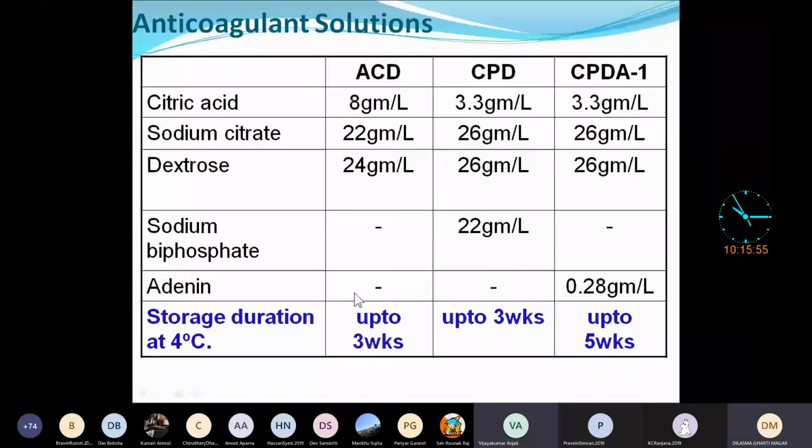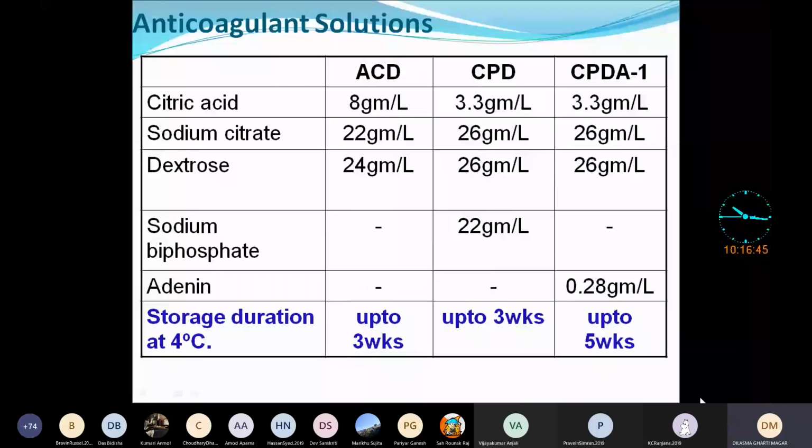Yes, ma'am. Okay, so all these components, how much of each is not necessary, but the names only. If you don't know the components, at least you have to tell the ACD, CPD and the CPDA. So in the blood bank, we will store the blood at a temperature like 2 to 6 degrees Celsius. Usually the storage temperature we maintain in the blood bank is 4 degrees Celsius, but it can be stored in a range of 2 to 6 degrees Celsius, but here we maintain the 4. Sometimes it becomes 4.26 something, but still you have to maintain it at 4, so that the blood can be stored for up to 5 weeks or 3 weeks.